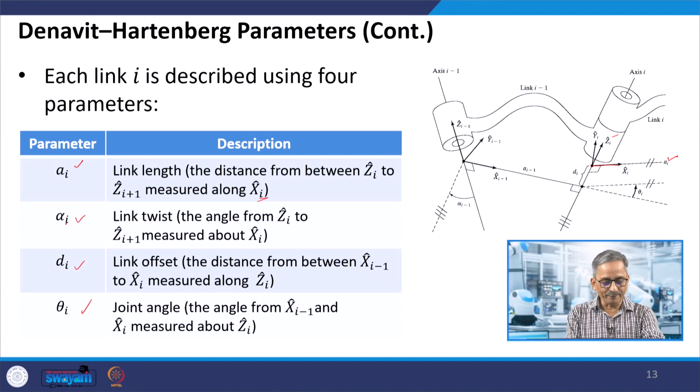Then alpha i is the link twist. This is the angle from z i to z i minus 1 measured about x i. And then d i is the link offset, that is the distance from x i minus 1 to x i, measured along z i, and similarly theta i is the joint angle, that is the angle from x i minus 1 to x i measured about z i. So, these are the 4 parameters.